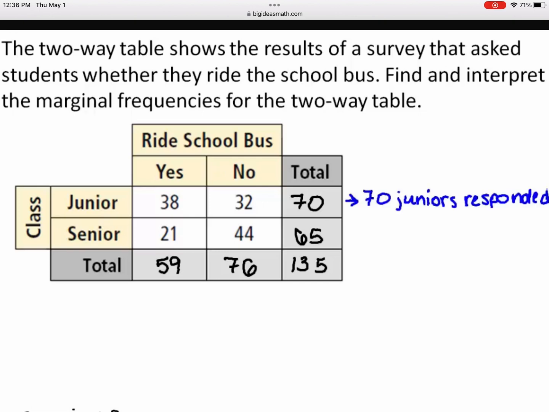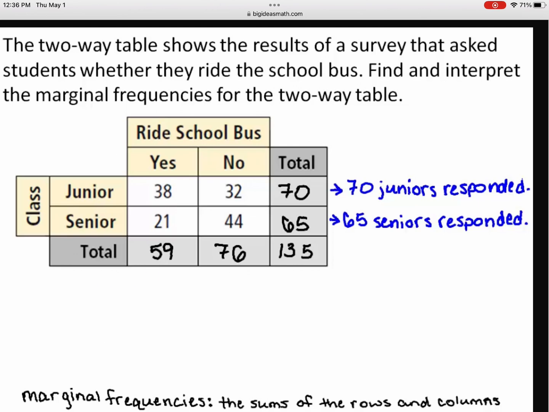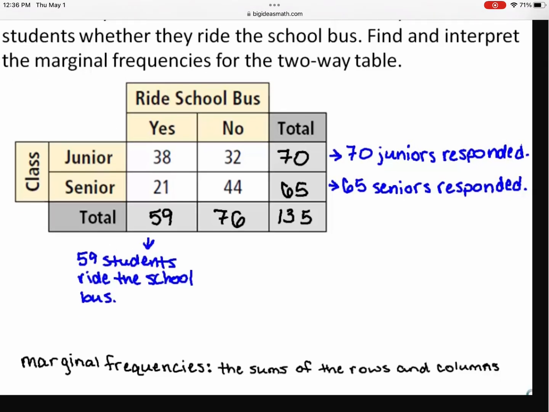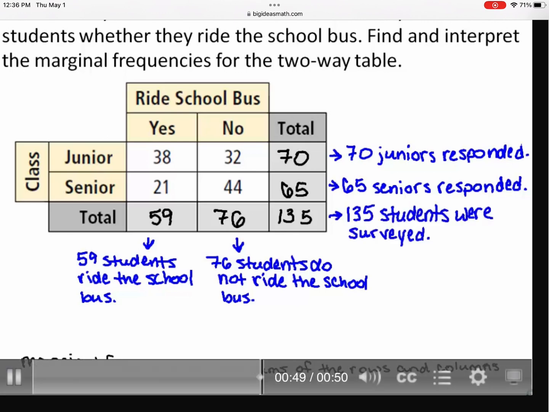So 70 juniors responded, 65 seniors responded, 59 students ride the school bus, 76 students do not ride the school bus, and 135 students were surveyed.